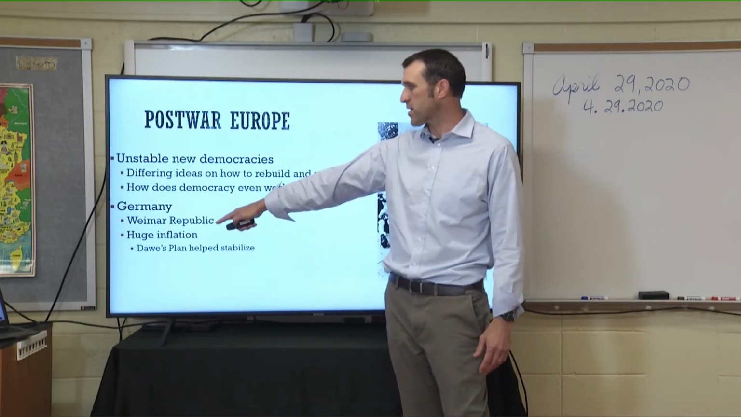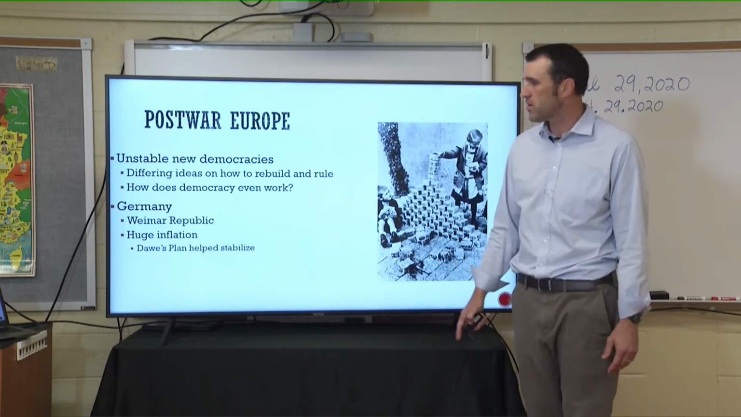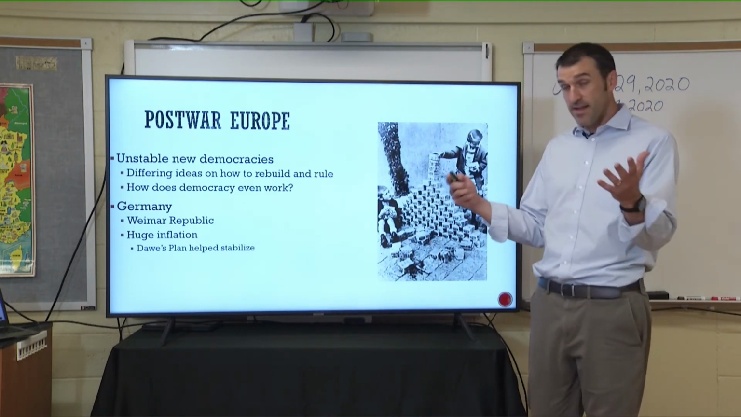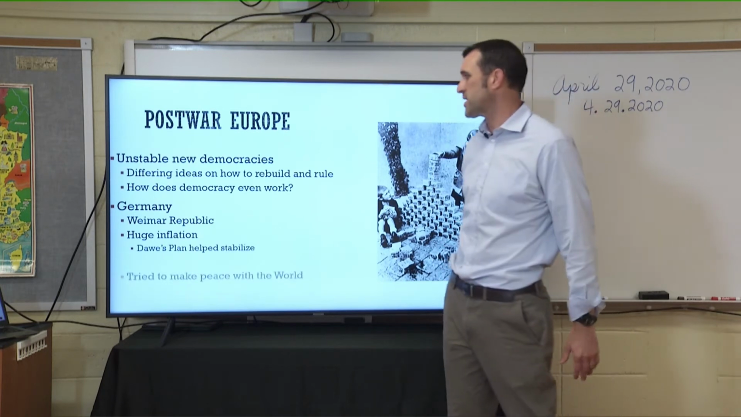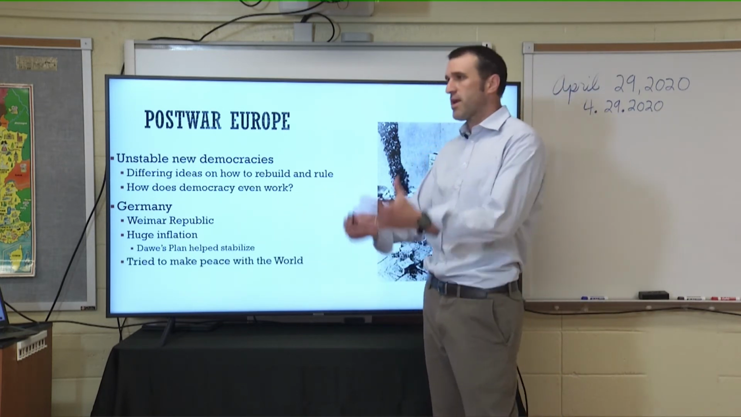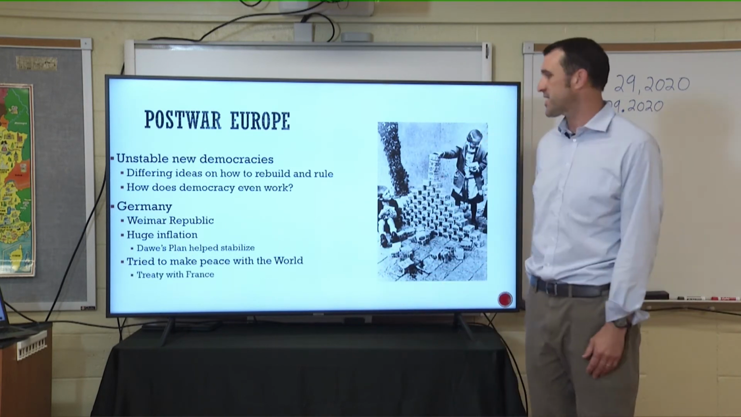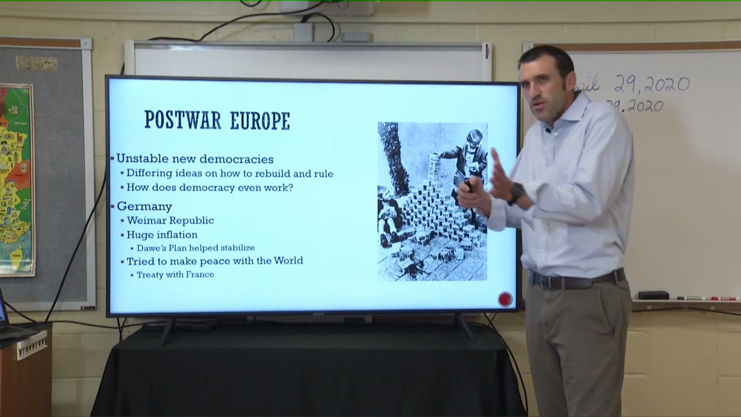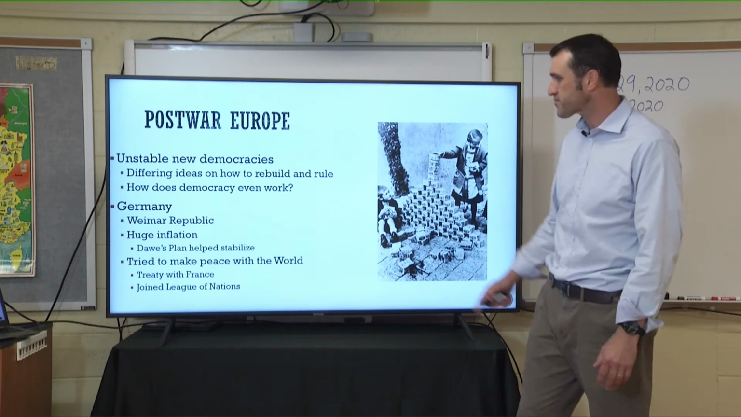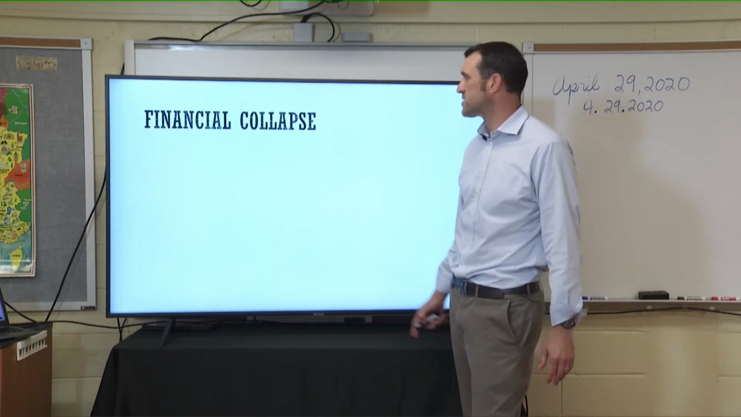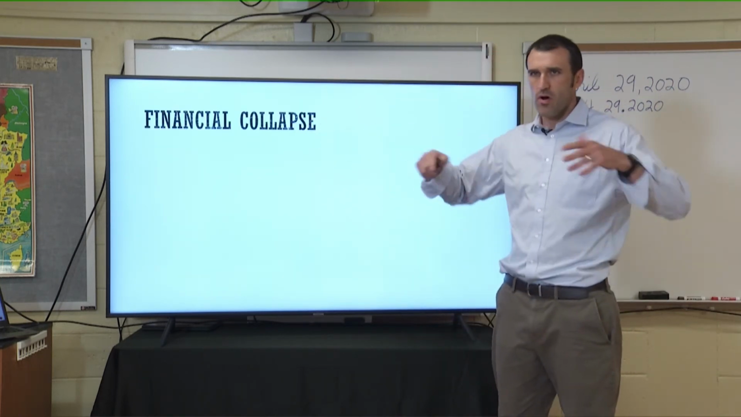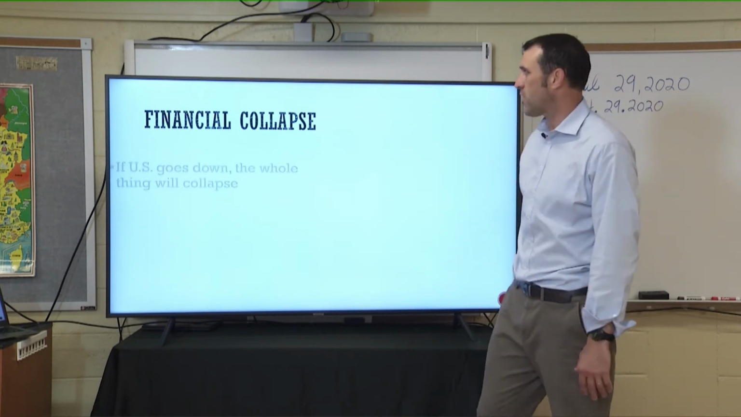There was an American banker named Charles Dawes that came up with a plan, and it did work a little bit, helped stabilize Germany's economy. Germany tried to engage with other nations, make peace with the world, signed a treaty with France. Things looked like it was moving forward. They even joined the League of Nations. So what happened to cause all this to fall?